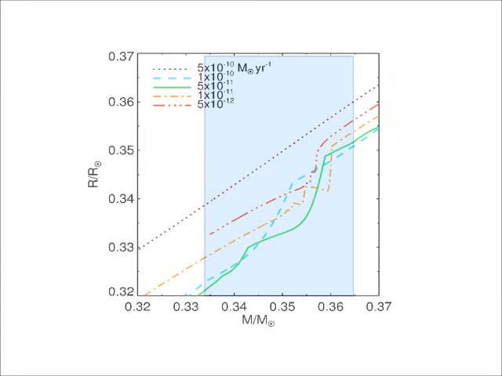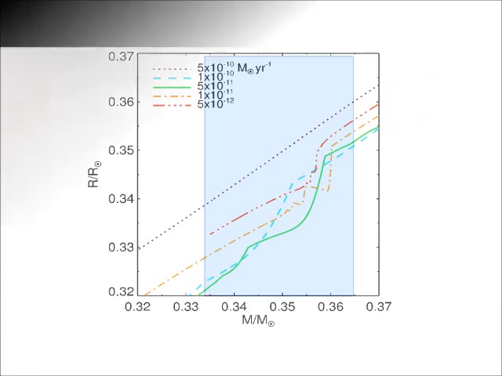Full evolutionary CV models are necessary to assess whether this instability is important for the evolution of CV systems. If you'd like a more detailed discussion of this convective instability, please see our paper, which is posted on the arXiv.